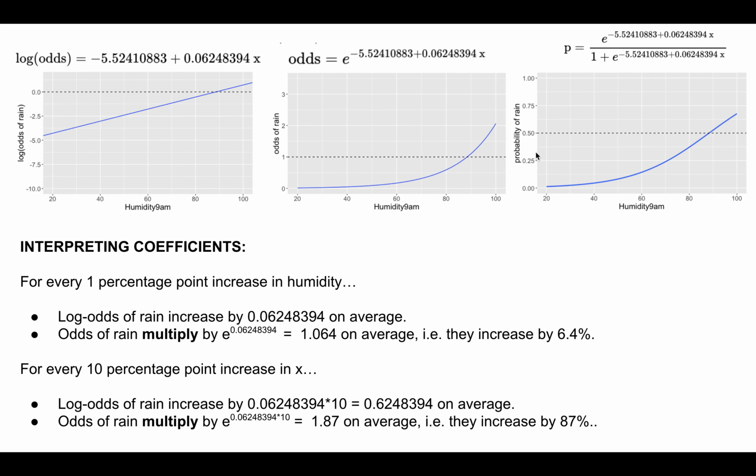Unfortunately, given the complexity of the probability curve, which is again S-shaped when we zoom out, it's not easy to interpret the model coefficients on the probability scale. Beta 1, or 0.06 in this case, is neither a slope nor a percentage change.